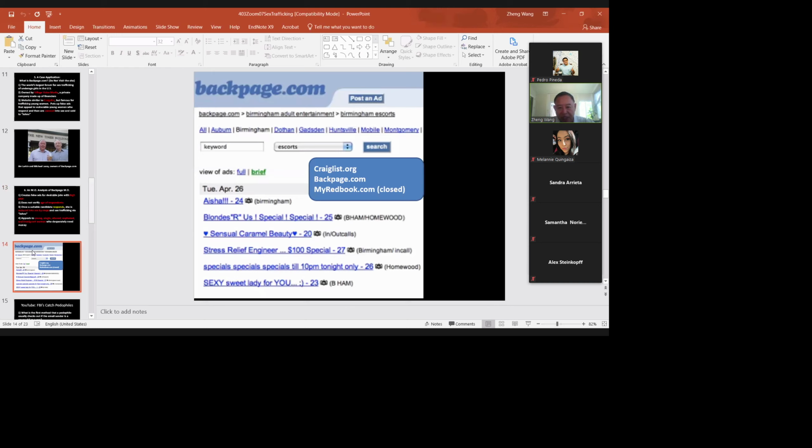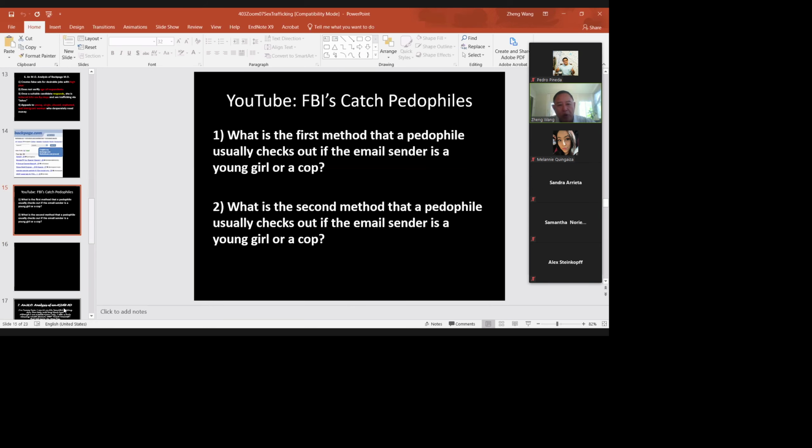Okay, my red book closed. Okay, the back page I think is still semi-open, but I guess the FBI is recording that website. Anybody who visits that website is being recorded.